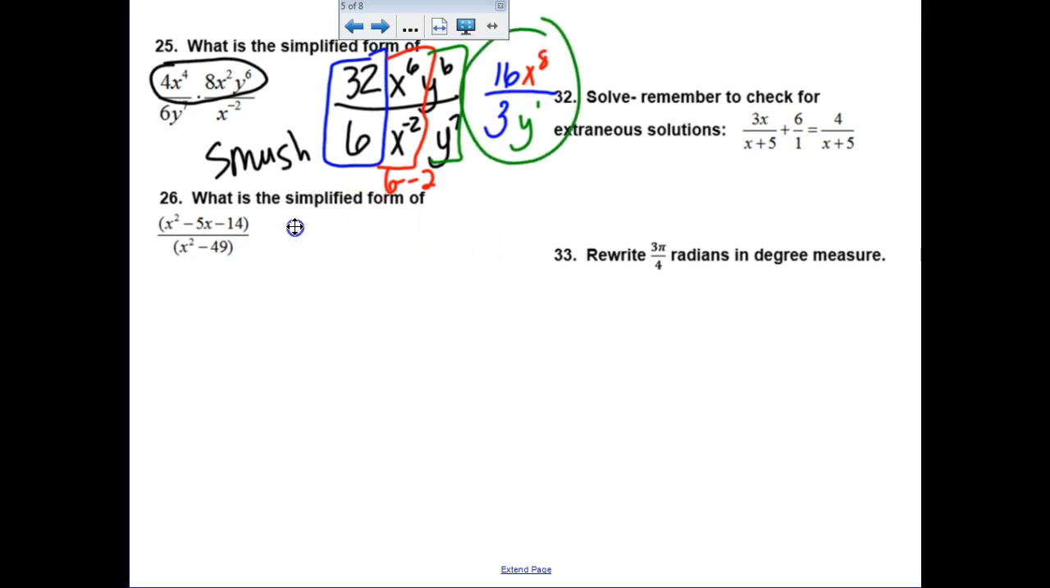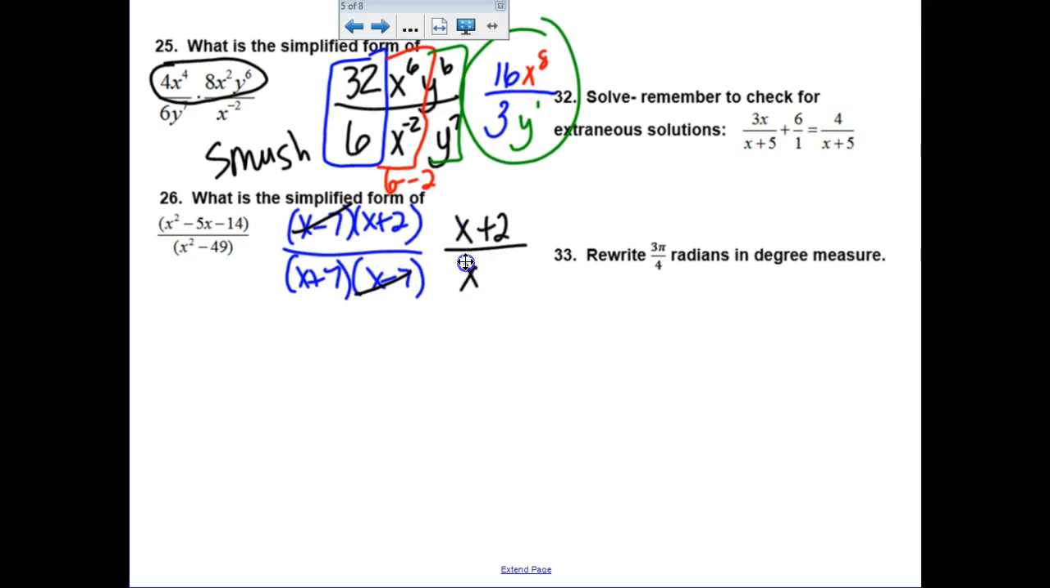All right, 26. This time we need to simplify, and these parentheses indicate that you're going to factor. So x minus 7 times x plus 2 is how we're going to factor that numerator, and then x plus 7 times x minus 7. This is one of the questions that I changed from the original document, so if you're looking from another teacher, you might have a different question here. All right, x plus 2 over x plus 7. Nothing else cancels. These x's do not cancel, because remember, this is a number and this is a number.